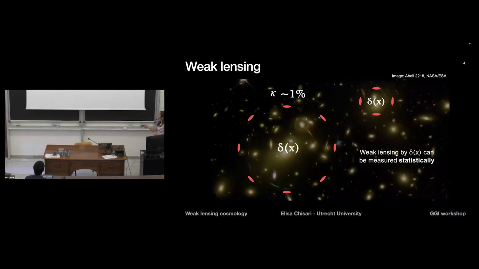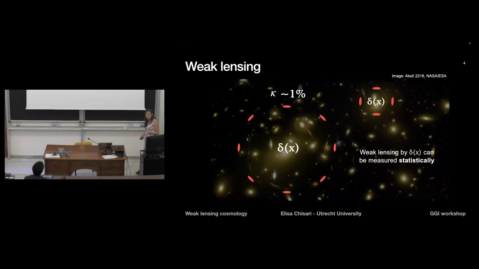In the weak regime, this is what this might look like. You have an overdensity that is, for example, a galaxy cluster, and the shapes of galaxies will be tangentially distorted around the center of this overdensity. So these are all the background galaxies whose light is traveling through or nearby this overdensity.